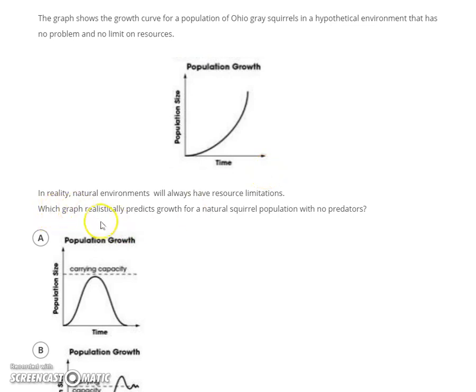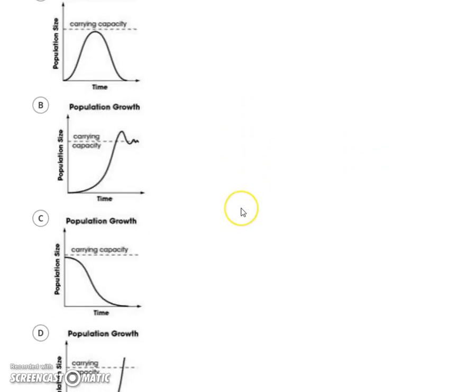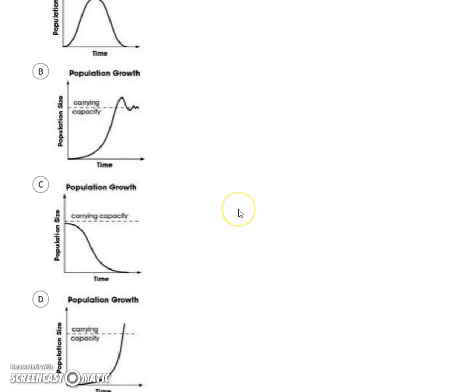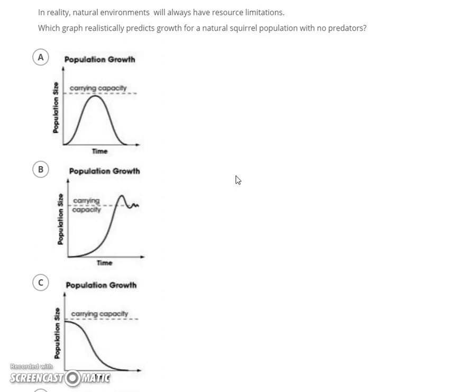So the question says, which graph realistically predicts growth for a natural squirrel population with no predators? So we have 4 options here, 4 different types of graphs, and the question again says there's no predators, but it also says that it's a natural squirrel population. So even though it's kind of a trick question, even though there's no predators, there actually still is a limit to how big they can grow because there are other reasons. Remember, it's not just predators, there's also things like disease, there's food limitations, there's space limitations, there's water limitations. All these things get in the way. So there's still going to be a normal sort of carrying capacity that we hit.